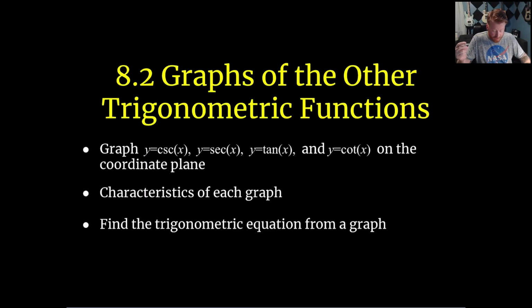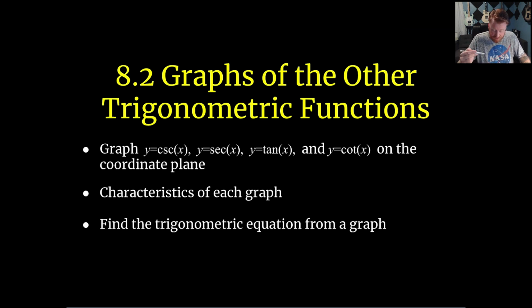In our last video we covered graphs of sine and cosine. Today we're going to cover the rest of them. So we'll be going over the graphs of cosecant and secant. And being able to graph cosine and sine will be very helpful in graphing those functions. So if you aren't familiar with those already, I'd recommend doing that first.